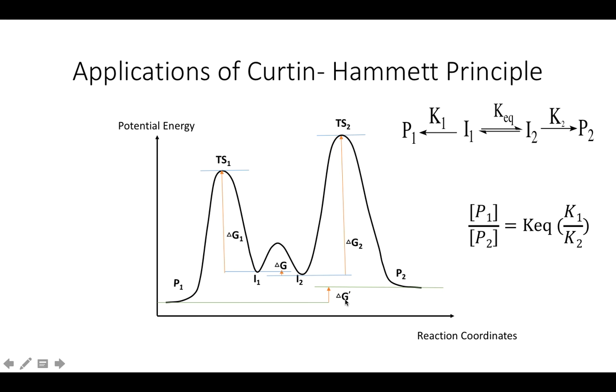So the ratio of the concentrations of P1 and P2 can be given using an equation. The ratio of the concentrations of P1 and P2 is equal to the equilibrium constant between the two intermediates and the ratio between the rate constants of formation of product 1 and product 2.